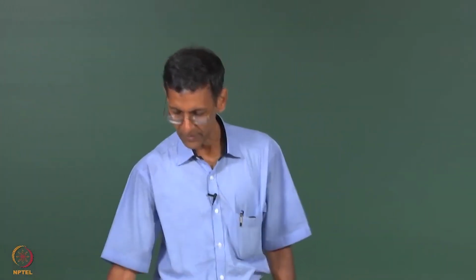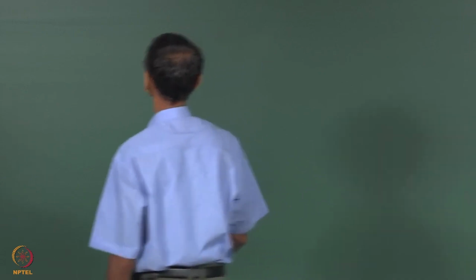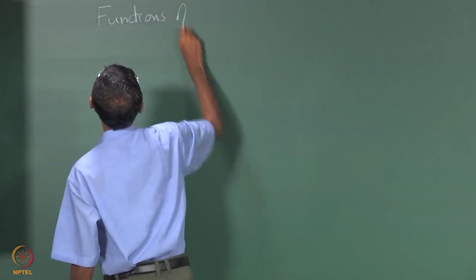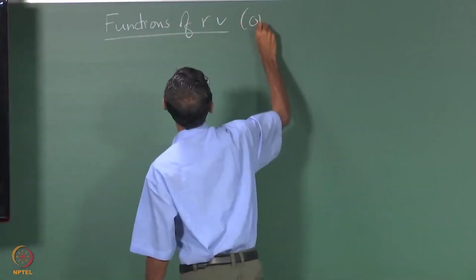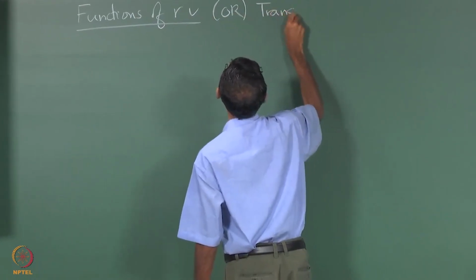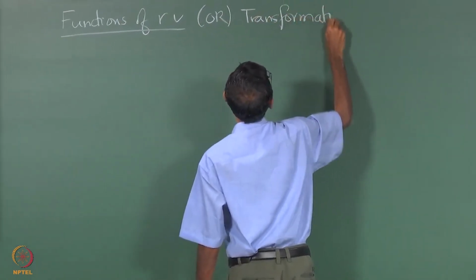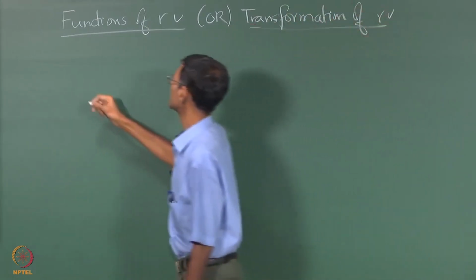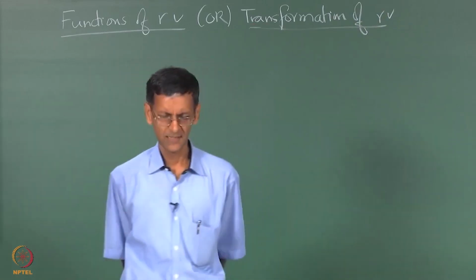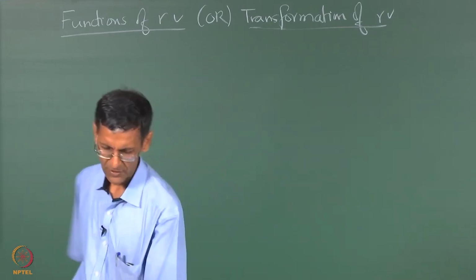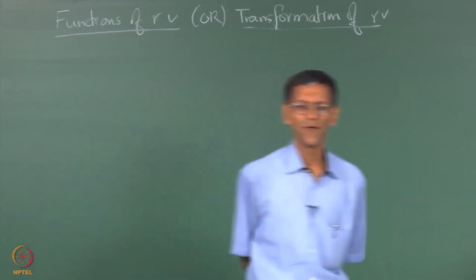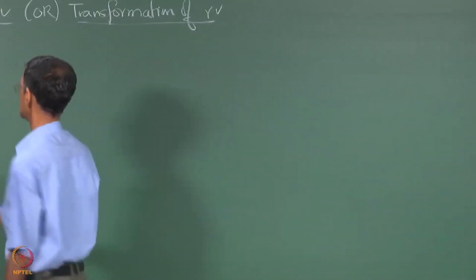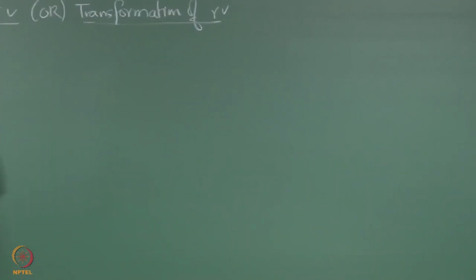Today we are going to start a new topic, which is transformation or functions of random variables. I think the shorter name is better, it is just functions of random variables. But you have to view these functions as transforming one random variable into another, in the sense of this diagram.